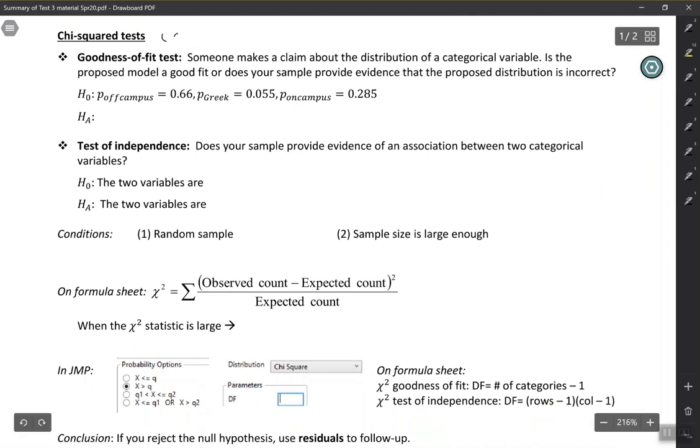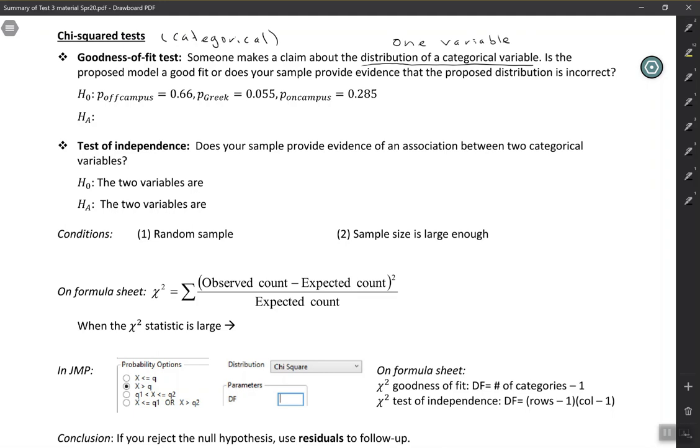So we said that chi-squared tests are when you have categorical data, and we've got 2 different types. So a goodness of fit test is where someone makes a claim about the distribution of a categorical variable. So notice this is singular. We're talking about one variable here. That's when you do a goodness of fit test. And the question is, is the proposed model a good fit, or does your sample provide evidence that the proposed distribution is incorrect? So the example that we saw in class was whether or not the distribution of housing choices at UGA as a whole applies to MSIT 3000.